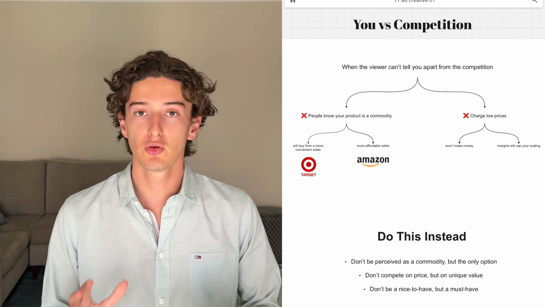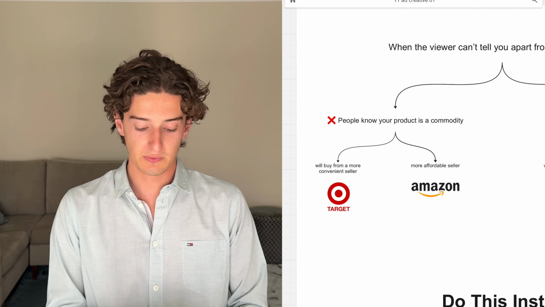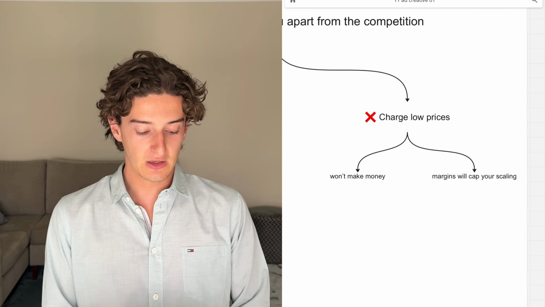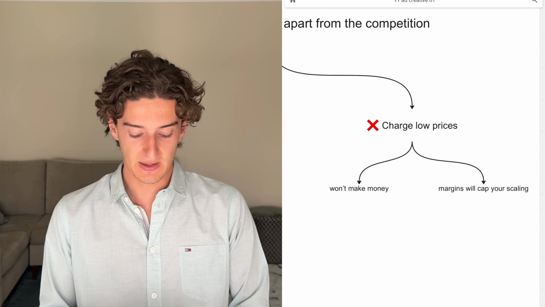So they either buy from a more convenient seller, somewhat of a physical store that's close to where they live, or they can go to Amazon and just find a more affordable seller, which is what most customers do nowadays anyway. Now, the other issue when viewers can't tell you apart from the competition is that you can't really charge high prices, so you won't make any money, and your margins will be so little that you won't even be able to scale in ad spend.